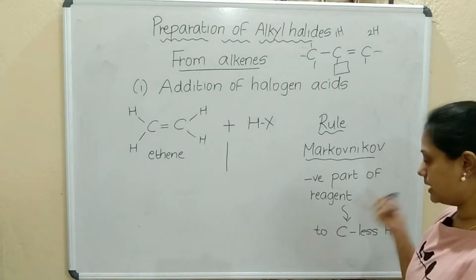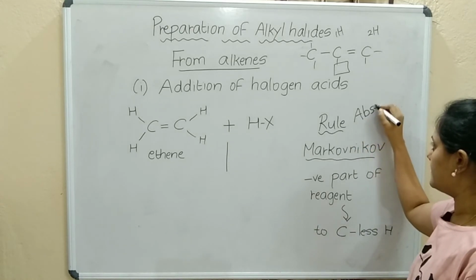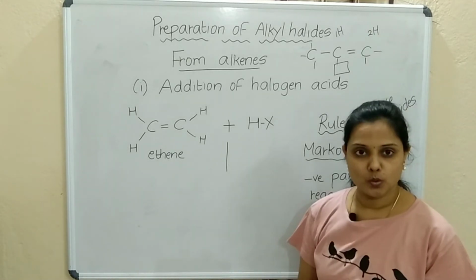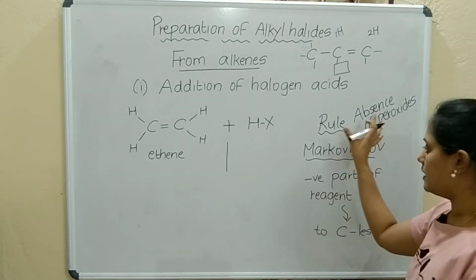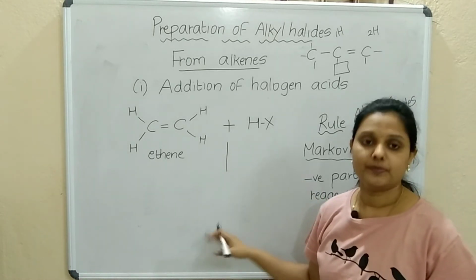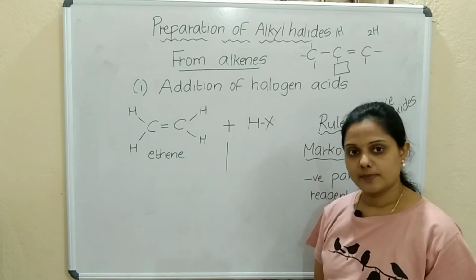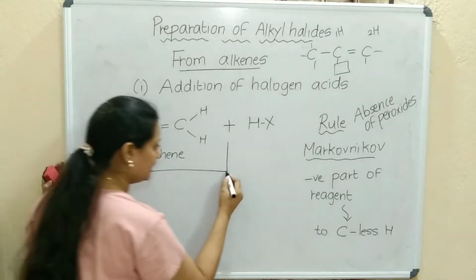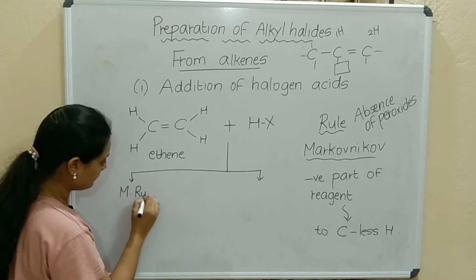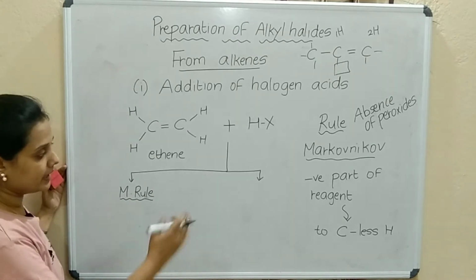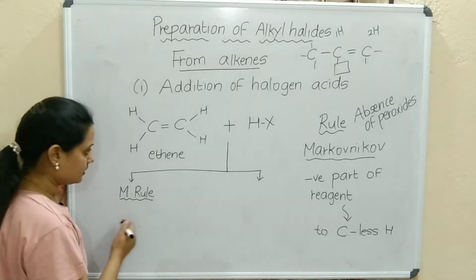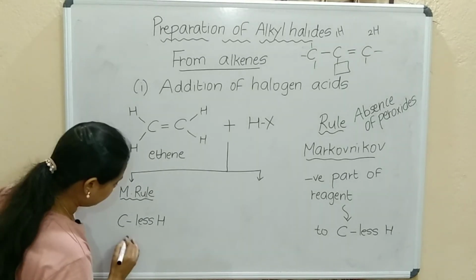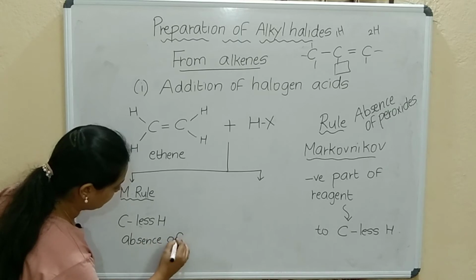And when you are using this rule, it applies in the absence of peroxides. Peroxides, we know Na2O2, H2O2, hydrogen peroxide, sodium peroxide. Okay. So when you are using this rule while writing the product, no peroxide should be present. This can happen in the absence of peroxide. Okay. So we have two rules here. Same rule only. So I'll write here Markovnikov's rule, M rule, just in short. Okay. So the negative part of the reagent will attach to the carbon having less hydrogen. I'll write here carbon having less hydrogen, and that carbon should be of the double bond carbon. Okay, and it takes place in the absence of peroxide.